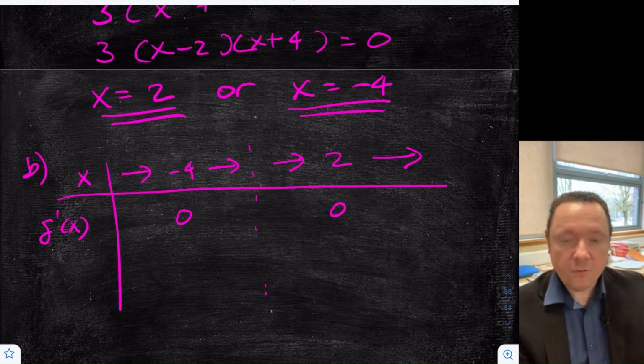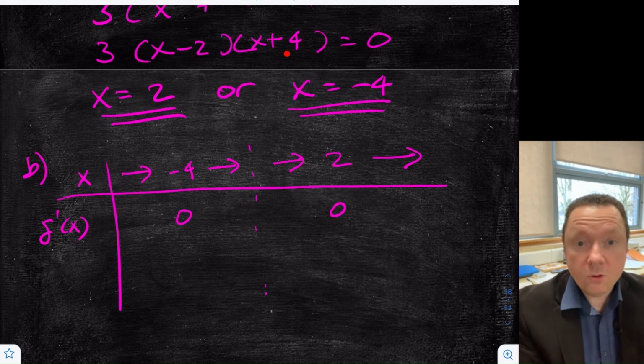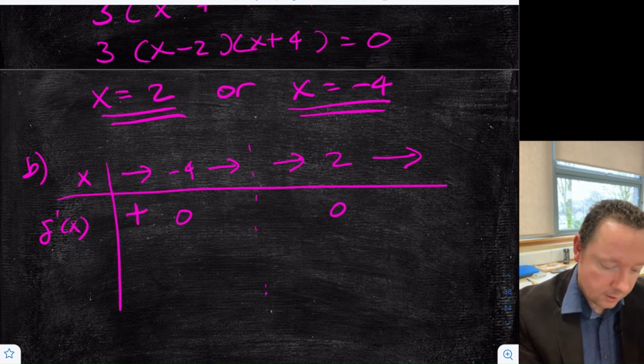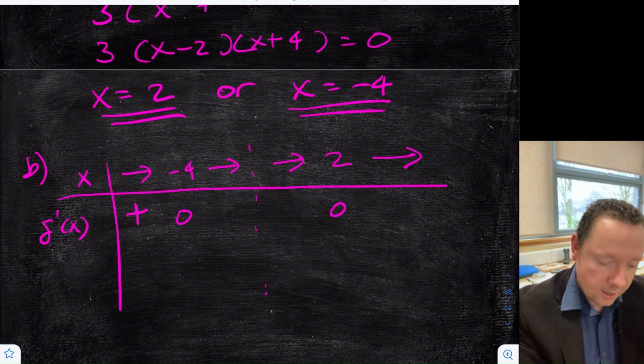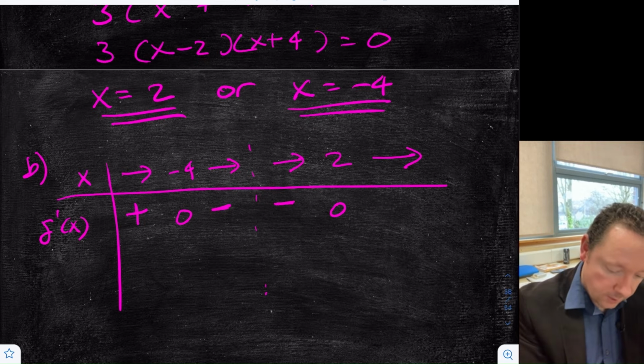Picking a number before minus 4, let's say minus 5, that'll be negative. Minus 5 take away 2 is negative, and minus 5 add 4 is also negative. A negative times a negative is a positive. A number after minus 4, let's just pick 0. You get a negative times a positive, that's a negative. So it'll be the same on this side. And after 2, 3 minus 2 is 1, 3 add 4 is 7. They're both positive, and a positive times a positive is a positive.